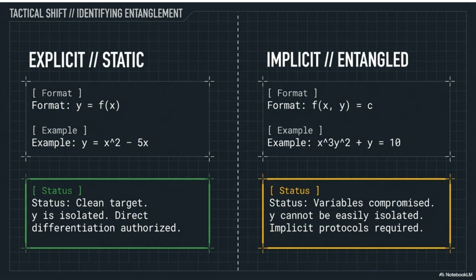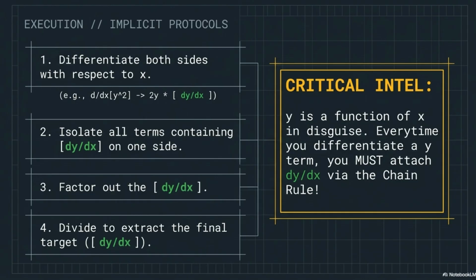Explicit targets are static and clean, y is isolated, and direct differentiation is authorized. Implicit targets are entangled, such as x squared times 3y squared plus y is equal to 10. The variables are compromised, and y cannot be easily isolated. In this scenario, implicit protocols are required. Here is your execution checklist for implicit protocols.